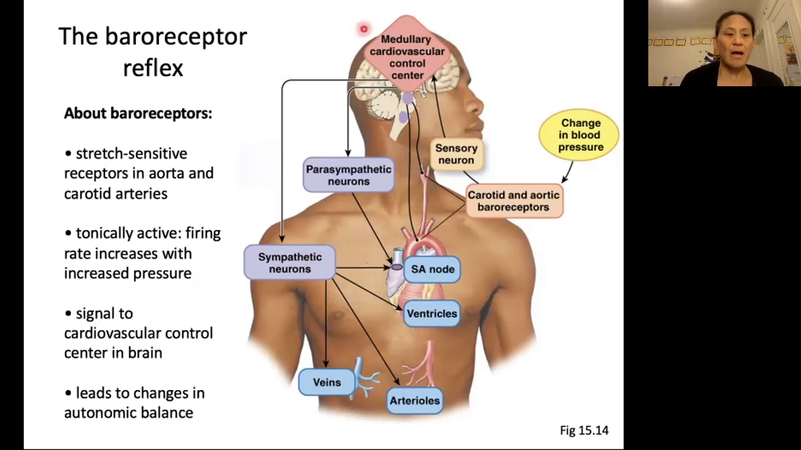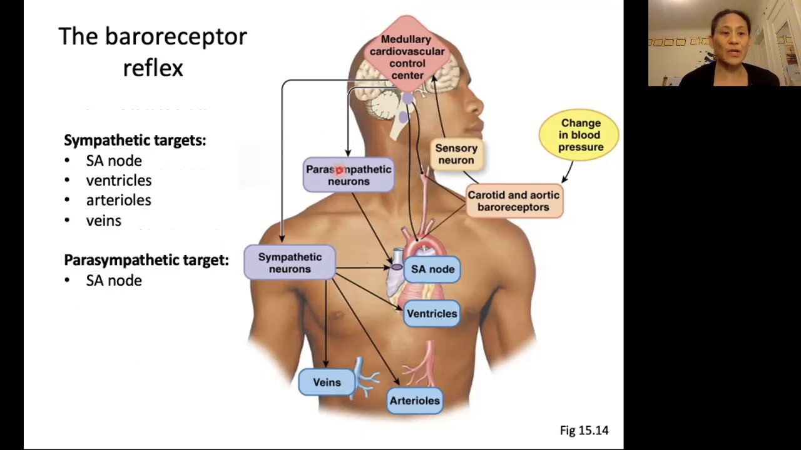As a result of those signals going into the brain, the brain is then going to send out signals to our autonomic nervous system. As a result of that, the autonomic nervous system is going to make adjustments to bring blood pressure back to normal. So let's take a closer look at that.